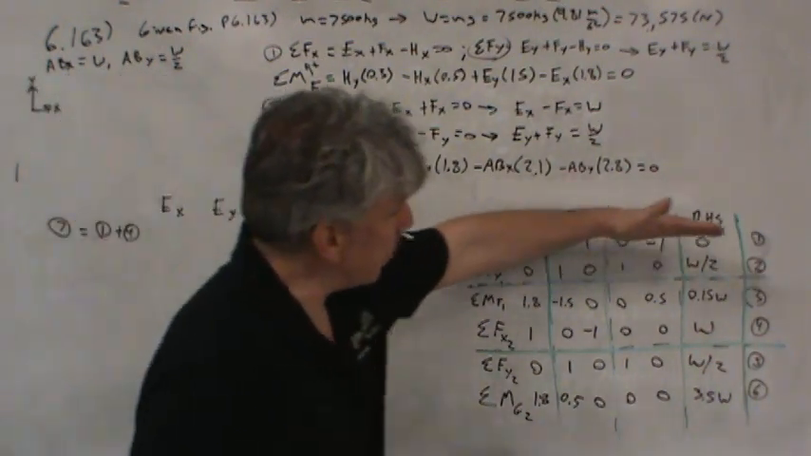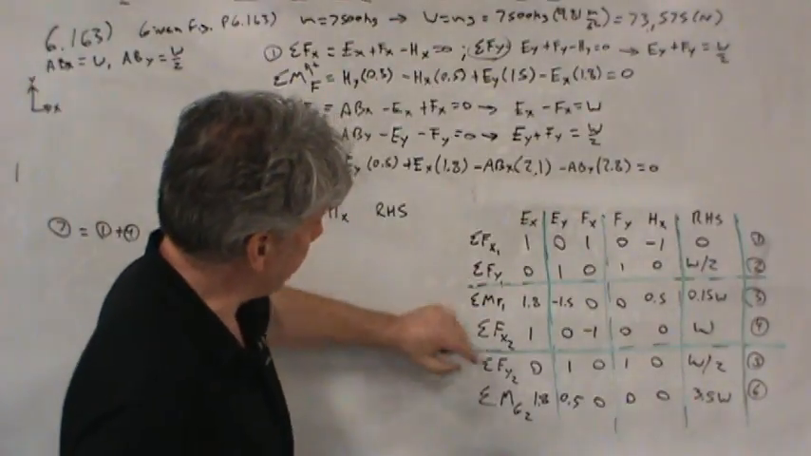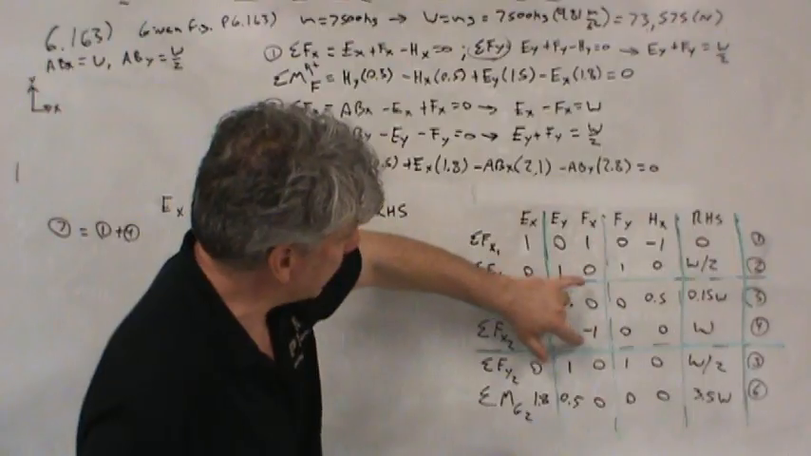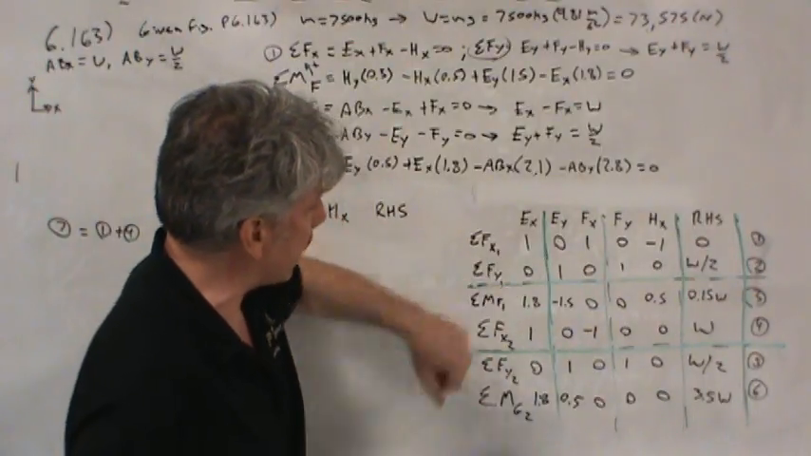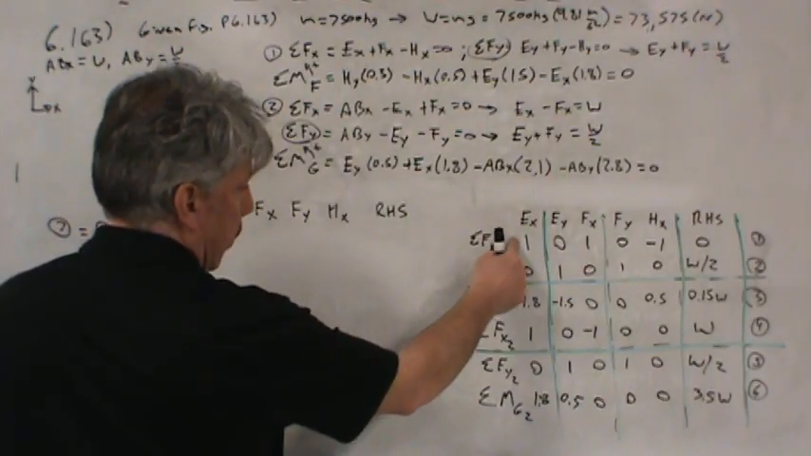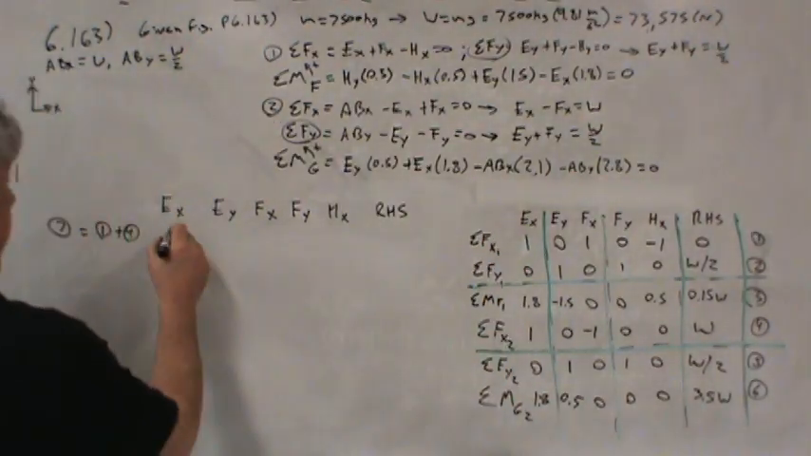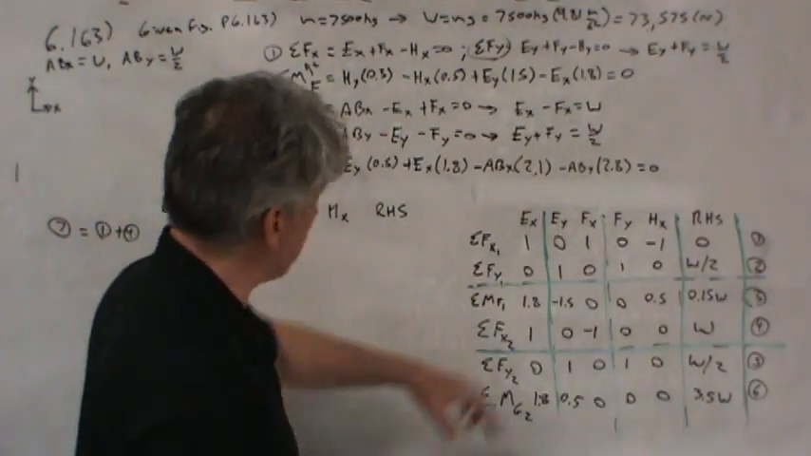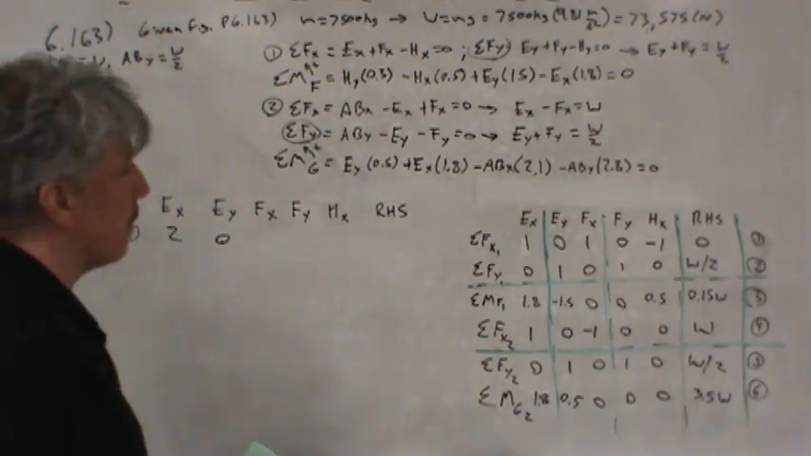Well, I noticed that equation 1 and equation 4 have a 1 and a 1 here, but a 1 and -1 here. So if I add those two together, I will eliminate FX from the resultant equation. So EX, there's one EX here and another EX here. That's 2 EXs. That's the factor on the new one. 0 EYs plus 0 EYs is no EYs.